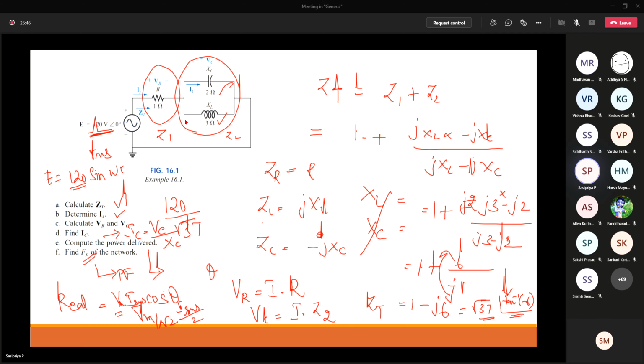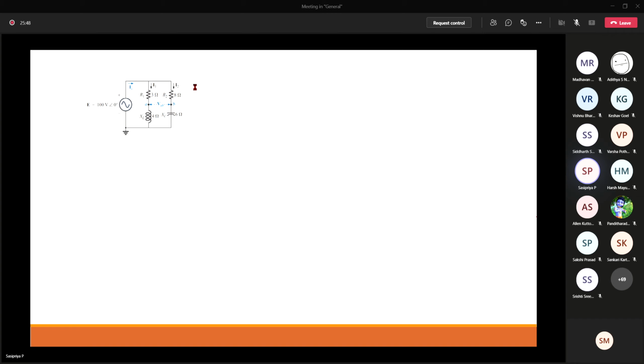Okay, so similarly, there is one more network given here. I hope you can solve it by yourself. You can do it, no? So here, the same way. It's a parallel network. So you can consider this as Z1 and this as Z2. Then you can solve it as usual, how we did for the previous one.